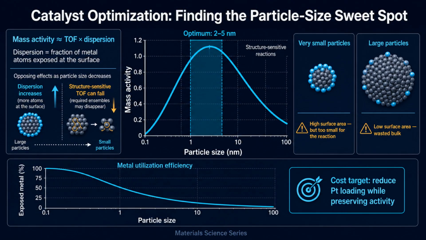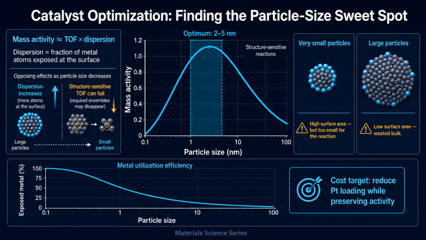Mass activity measures catalytic performance per unit mass of expensive metal, critical for practical catalyst design. It combines surface-specific activity, or turnover frequency, with metal dispersion, the fraction of atoms at the surface. For structure-sensitive reactions, there's an optimum size that balances competing effects. Very small particles have high surface fraction, but may be too small for optimal electronic structure or may bind reactants too strongly. Very large particles have low surface fraction and waste expensive metal in the inactive bulk. The optimum often falls around 2 to 5 nanometers.